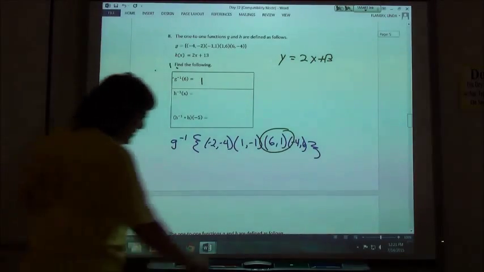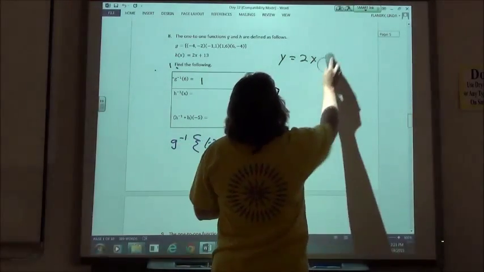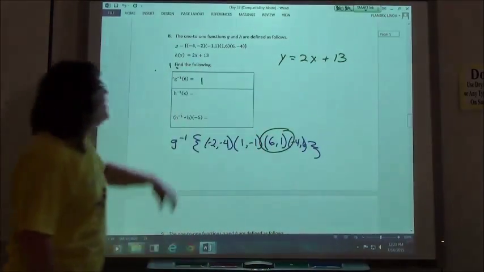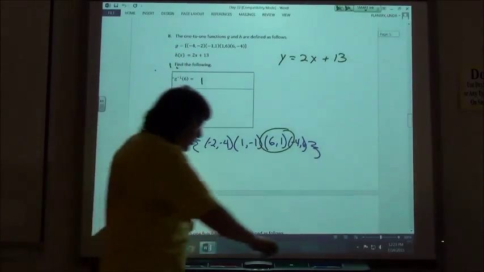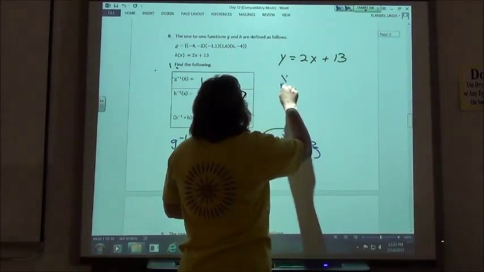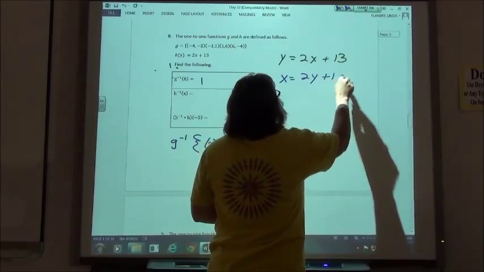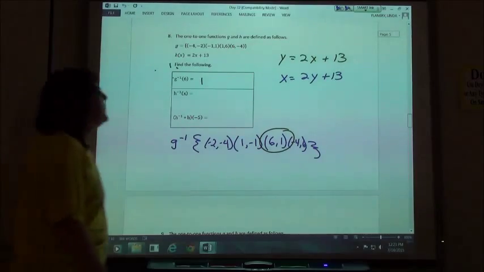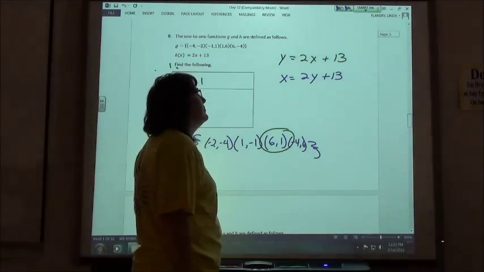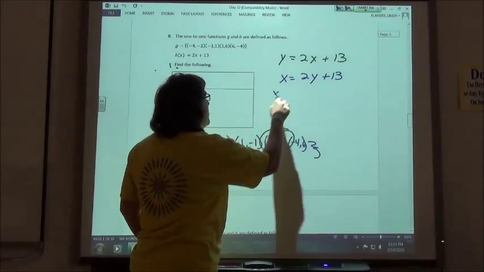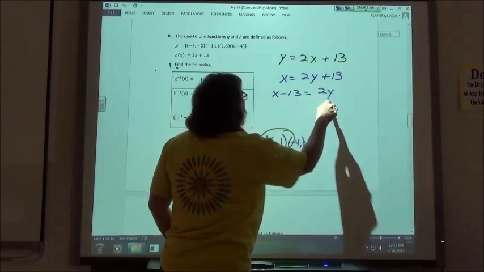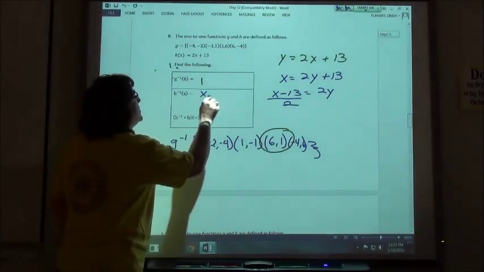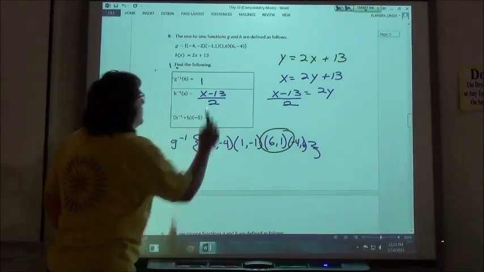Okay, I can almost read my own writing. y equals 2x plus 13. So if I'm going to do the inverse of my function, I'm going to switch my x and my y. So x equals 2y plus 13. If I'm going to solve that, I would do what? Subtract my 13 and divide by my 2, right? So (x minus 13) over 2.